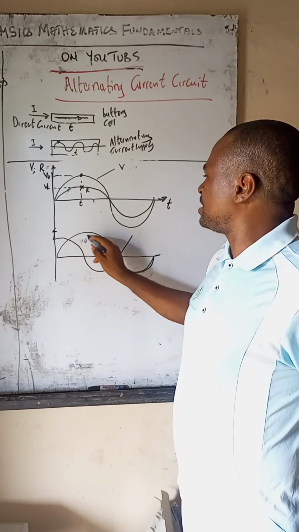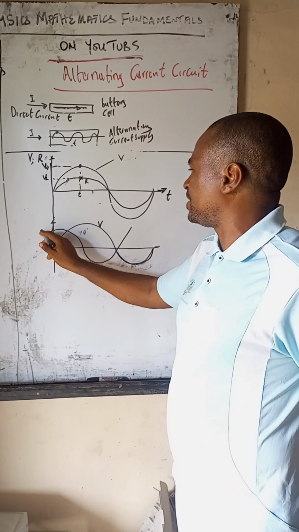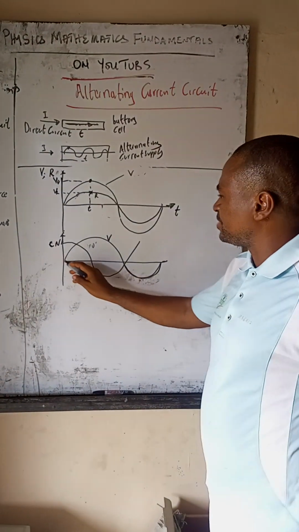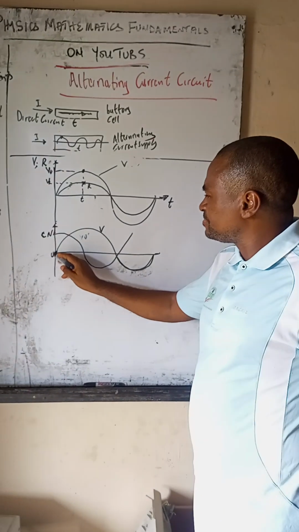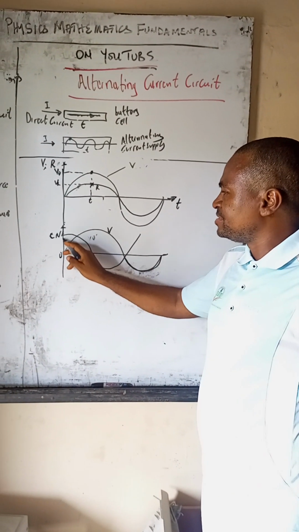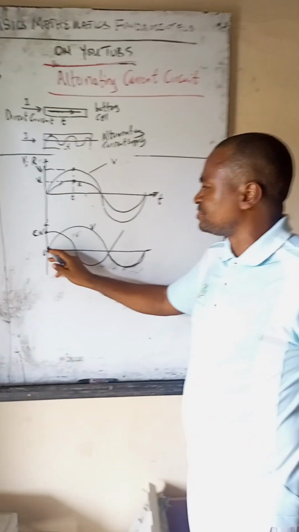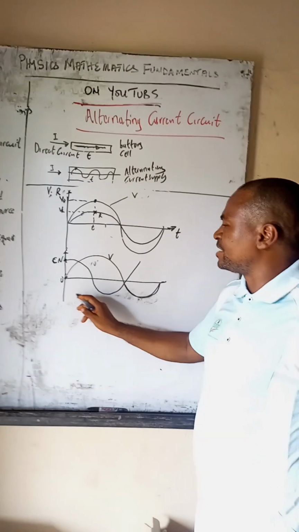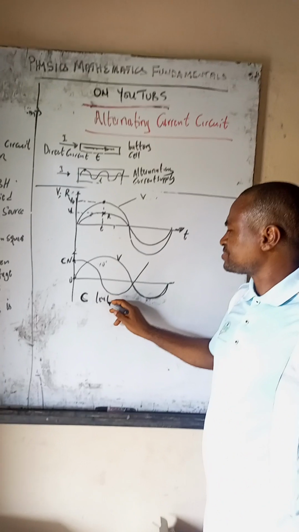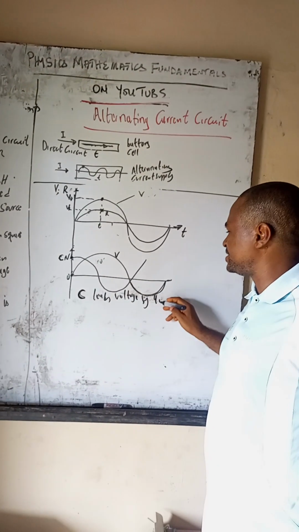So this graph is for the voltage and the capacitor, C and V. If you look at this very well, at this particular point the value of the voltage is 0 volts, but the value of the capacitor is not 0. So we can say that the capacitor leads the voltage by 90 degrees.